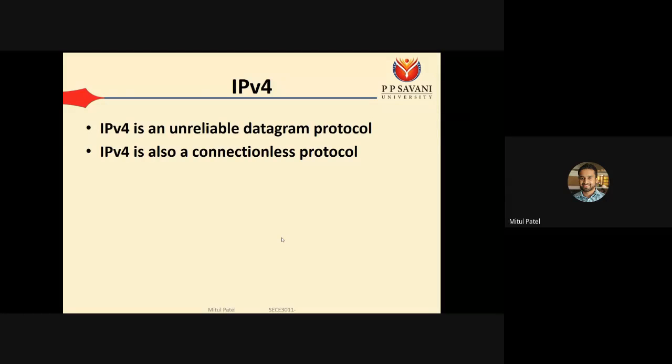If you want to achieve reliability, then you need to combine your IPv4 with an upper layer protocol. Okay, so above the network layer is our transport layer. In the transport layer we have TCP and UDP. TCP is a reliable protocol. So when you require guaranteed delivery of your data, at that time you need to combine TCP with IPv4.